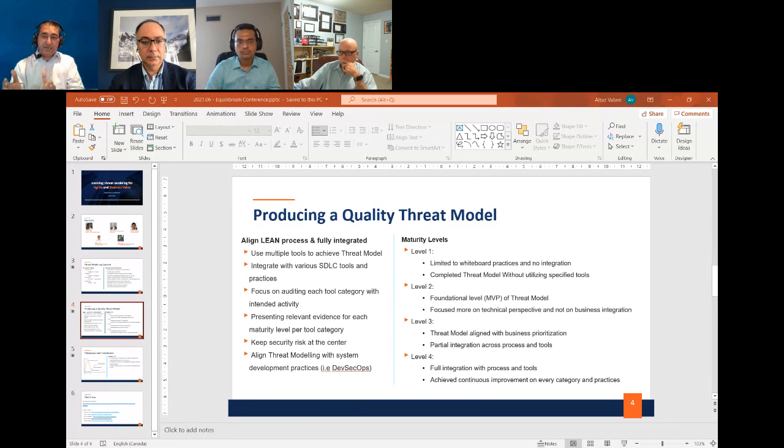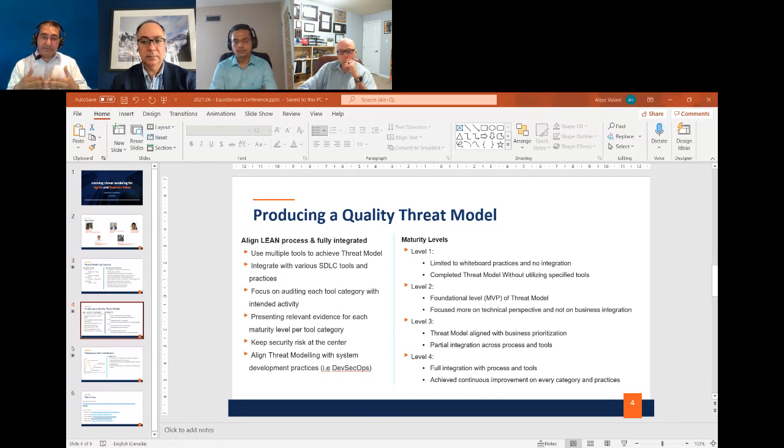And that's where we landed on the right-hand side with these various maturity levels. We have levels 1 to 4. Level 1 is about teams that are just beginning the journey of threat modeling, doing this over a whiteboard, for example, based on the expertise of these individuals. Then moving to level 2, which is about a more focused approach on how we might integrate this with the business process.